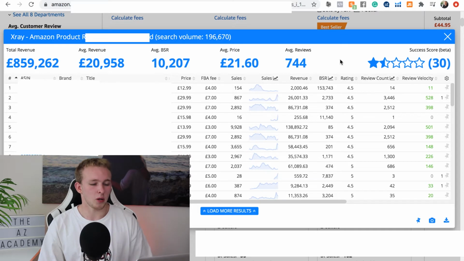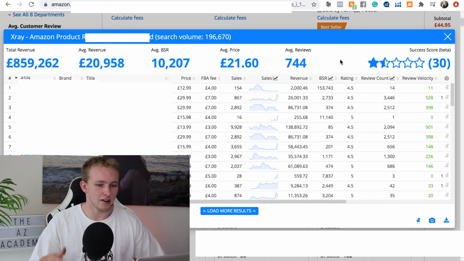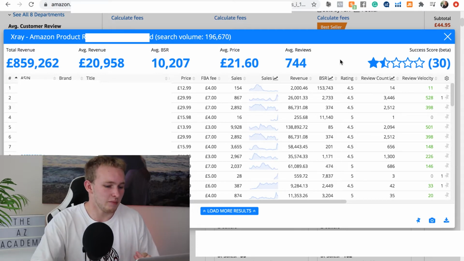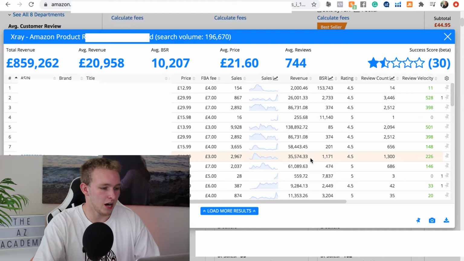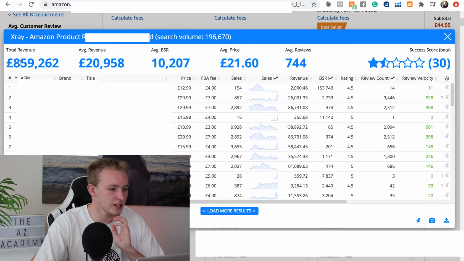So I always take these top numbers with a pinch of salt because really they don't mean too much. They're just a way to very quickly establish whether this is going to be a reasonably good product or not. But even with these numbers, I really don't pay that much attention to them and only really judge a product on the numbers down here, which we're going to get to in a minute. So starting off with the total revenue.